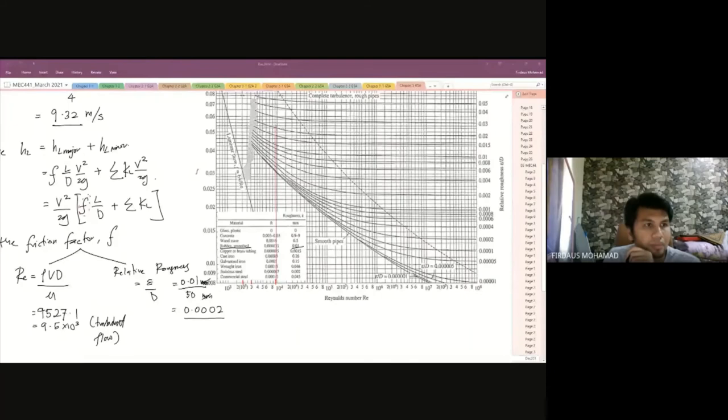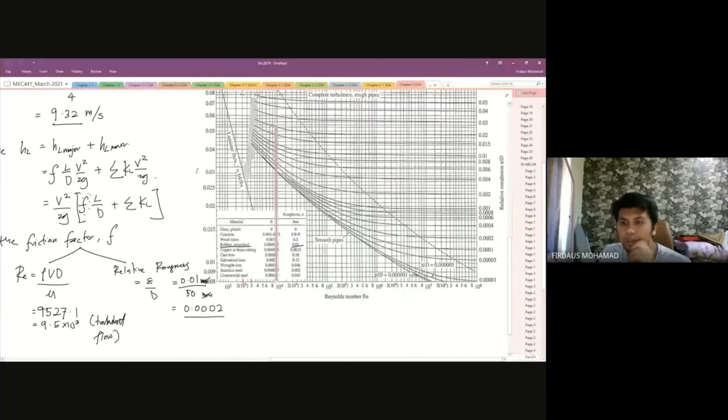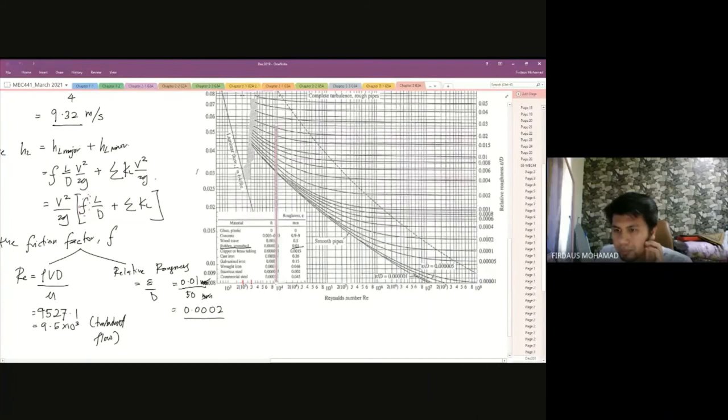Dia nampak dah? Nampak, nampak dah. Okay. So kita dapat 9.5. So 0.0002 kat mana? Ni kan? So this is 0.0002. Okay. So just plot. Just follow this curve until we find the intersection.